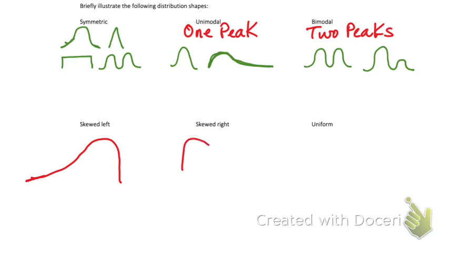All right. So skewed right, skewed left. Uniform. What does a uniform distribution look like? There's a uniform distribution. There is no peak. There is no anything. It's just a boring uniform distribution. Okay? How do you feel about shape?